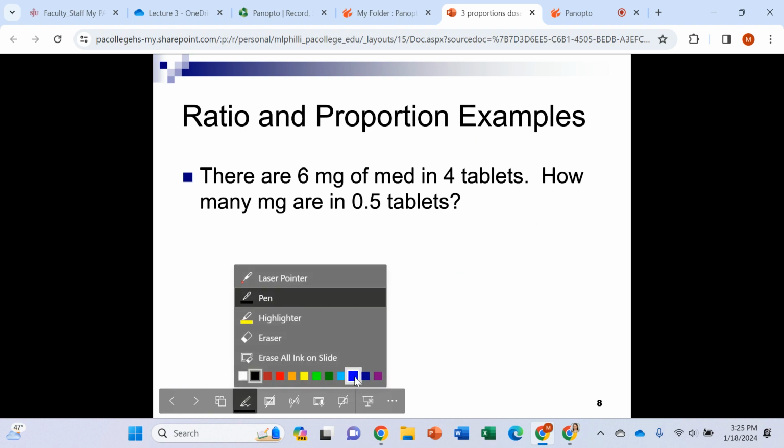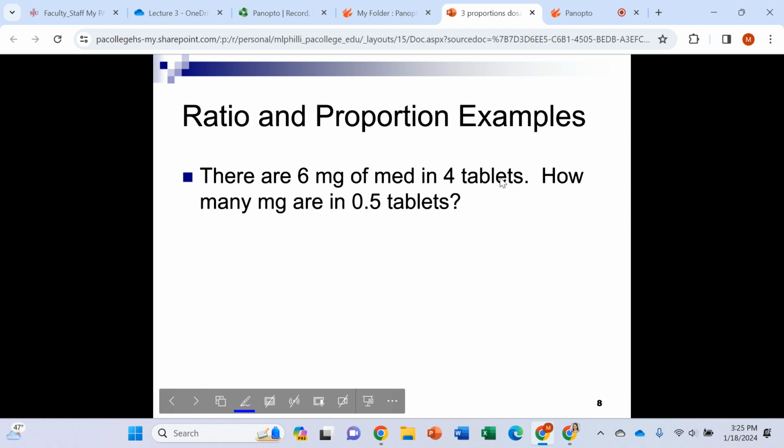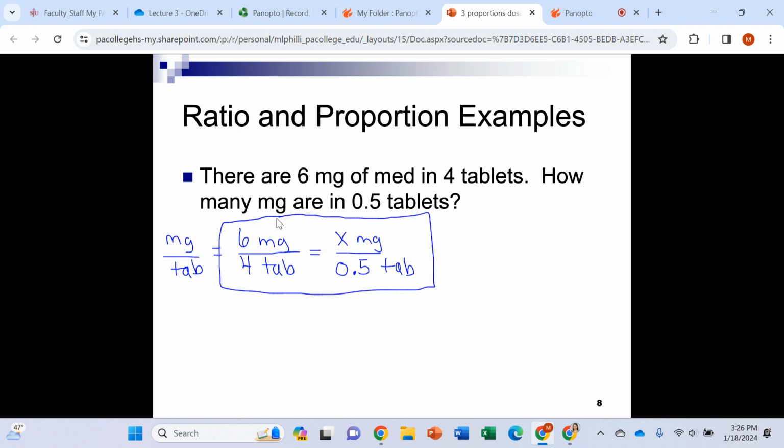For this problem, as I read through it, it says there are 6 milligrams of med in 4 tablets. I'm going to put those together because they are concepts that went together. 6 milligrams of whatever medication is what's in 4 tablets. Using words, I see that my fraction is going to be a milligram over tablet fraction, and I want to be consistent with that setup throughout. As I continue reading, I see the question of how many milligrams. So in my second equal fraction, I am going to put X milligrams, and in the denominator, I'm going to put 0.5 tablets. So I have kept equal concepts at equal locations. Milligrams is in the top the whole way across. Tablets is in the denominator the whole way across. So these two fractions are set up to truly be equal fractions, or a proportion.